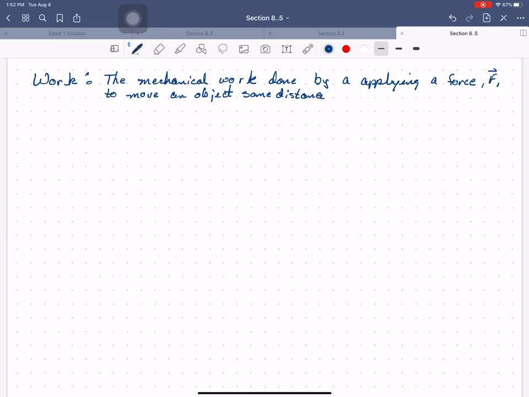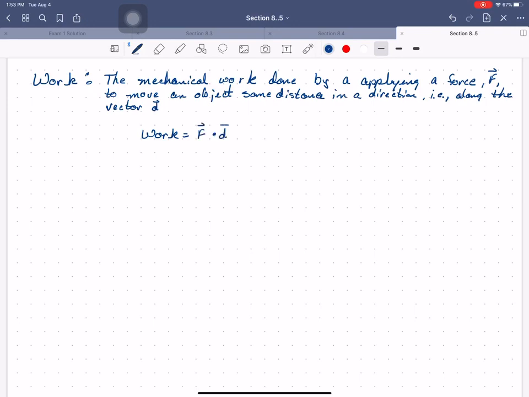and because we're talking about a distance, and a magnitude, because that's a distance in a direction, meaning along the vector D, is, so work is equal to the force applied times the distance moved.